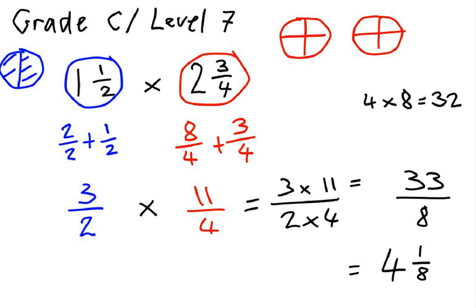Okay, so we have now multiplied 1 1/2 times 2 3/4. We have got the improper fraction of 33/8, and then we have turned that improper fraction back into a mixed number fraction with the answer of 4 1/8. Sometimes you will need to simplify these answers, not in all cases, but sometimes you will. Okay, I hope that's been of use. Until next time, see you later.